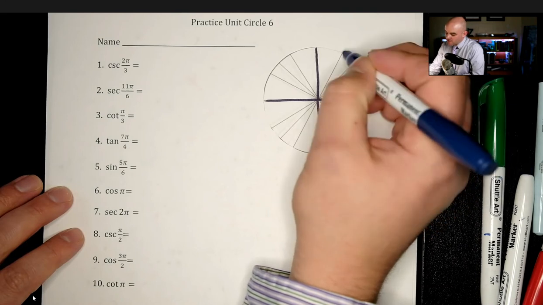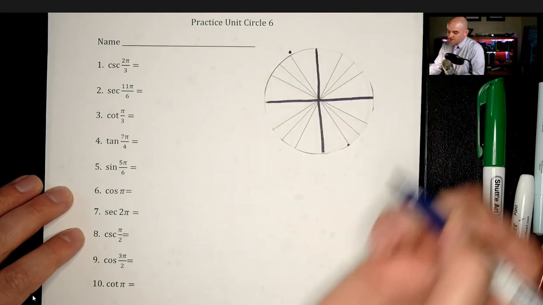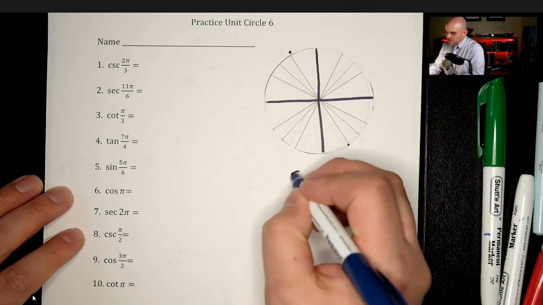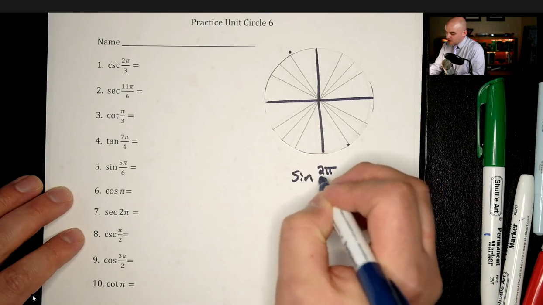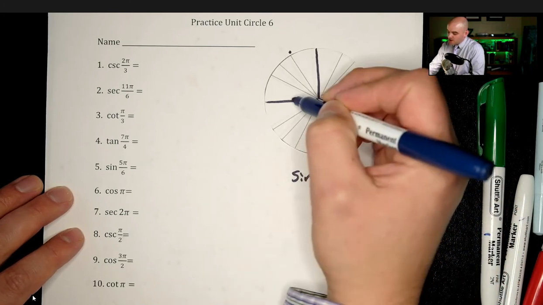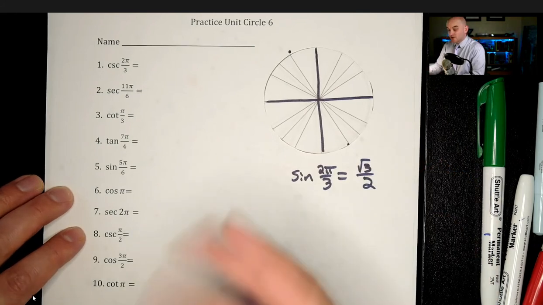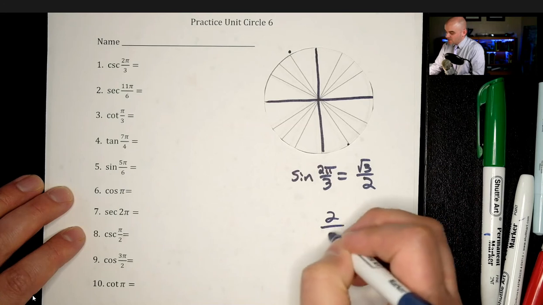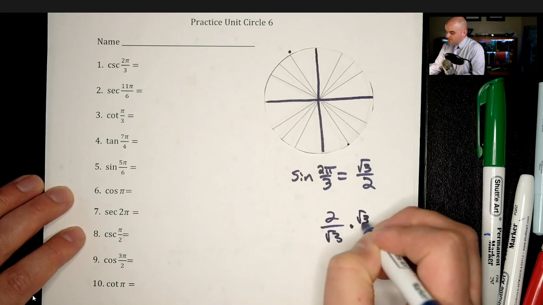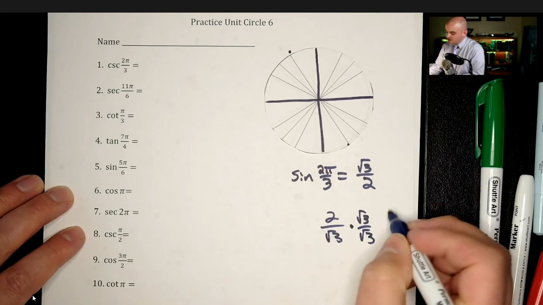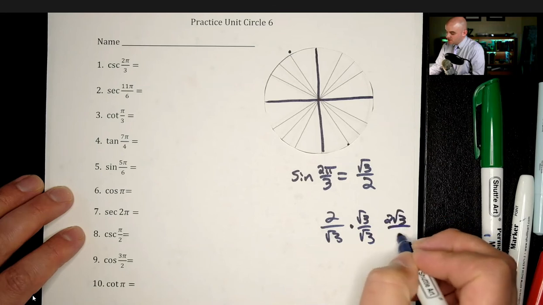2 pi over 3, this is 1 pi over 3. 2 pi over 3 is right there. And I'm going to know what the sine of that is. So the sine of 2 pi over 3 is equal to a positive √3 over 2. I'm going to flip that and then rationalize the denominator. And this gives me 2 roots of 3 over 3.